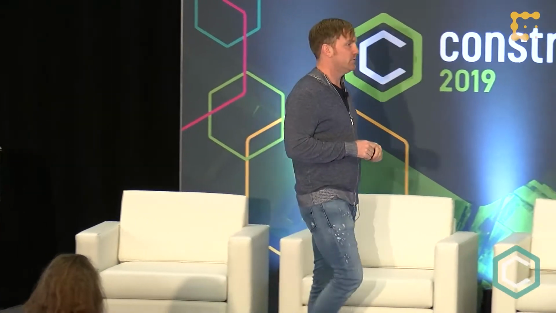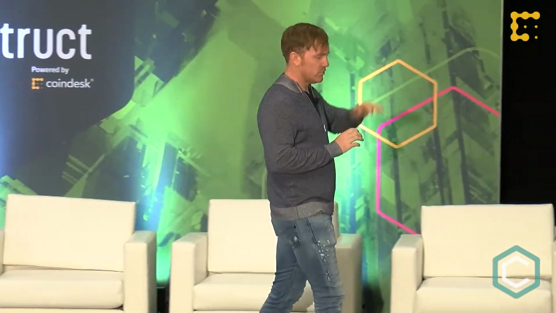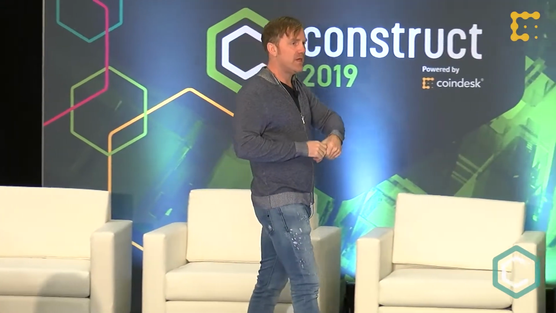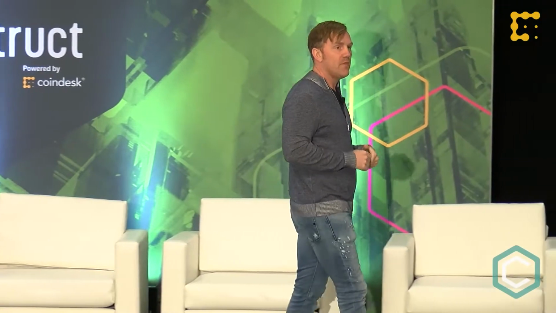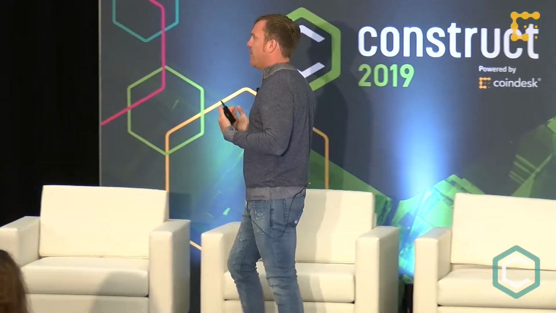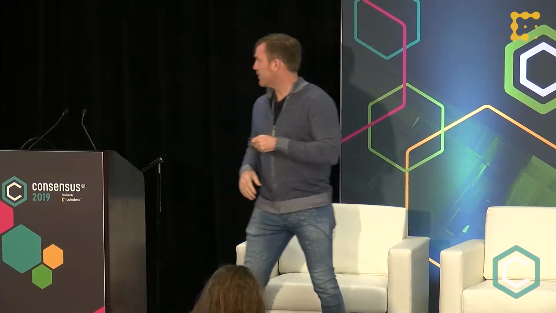So the last thing that for me was a big aha moment with respect to Polkadot is the crypto governance. And some key ingredients, so there's referendum where token holders vote on measures. However, there's a council that is subject to rotating approval voting that handles a lot of the day-to-day measures, and they can quickly propose things for referendum, for voting. There are some really interesting security mechanisms like adaptive quorum biasing and time lock voting, which I'll quickly explain. Delayed autonomous enactment is another one. And then there's a treasury DAO inherent in Polkadot, where a certain percentage of the block reward goes into this DAO, and this DAO then doles out rewards on the network in order to pay for application layer developers and protocol layer developers, and even community management and all the other things that you need to have a vibrant community. And so we'll see how crypto governance accelerates that.